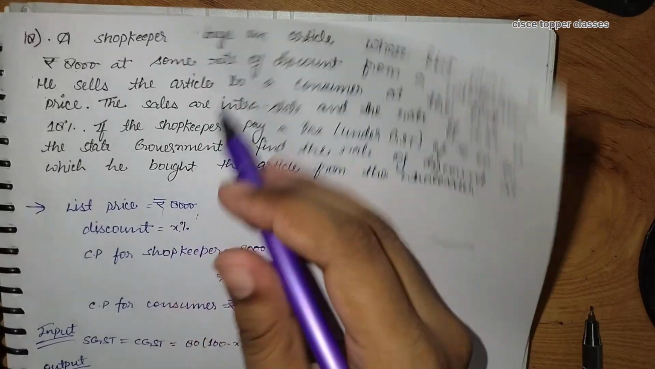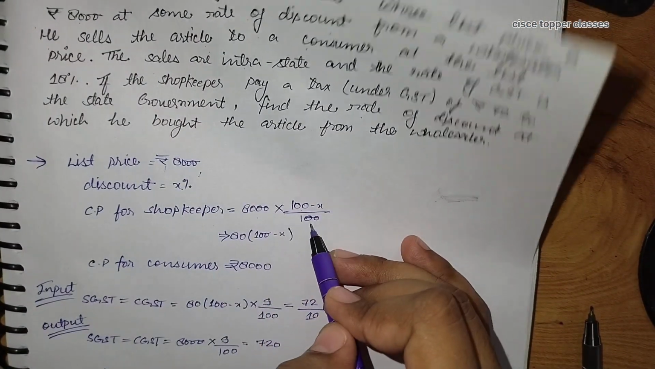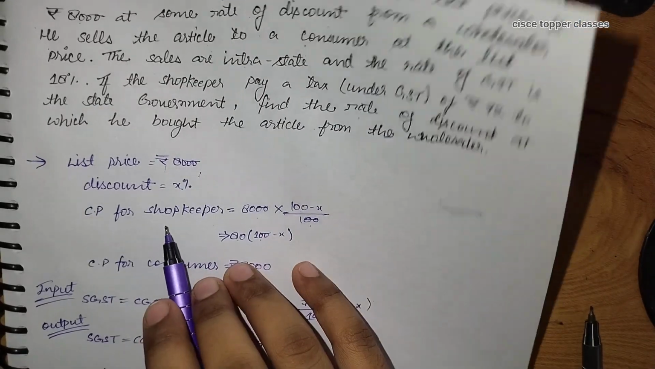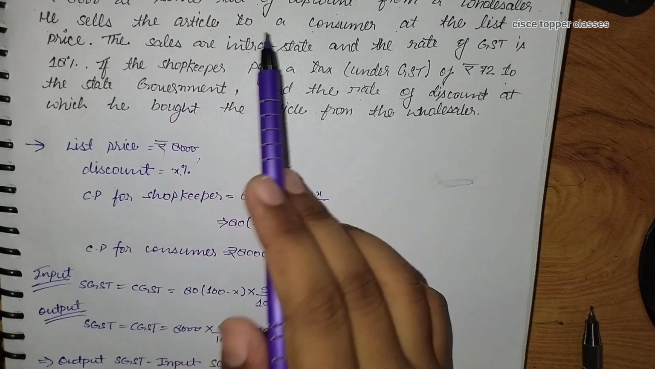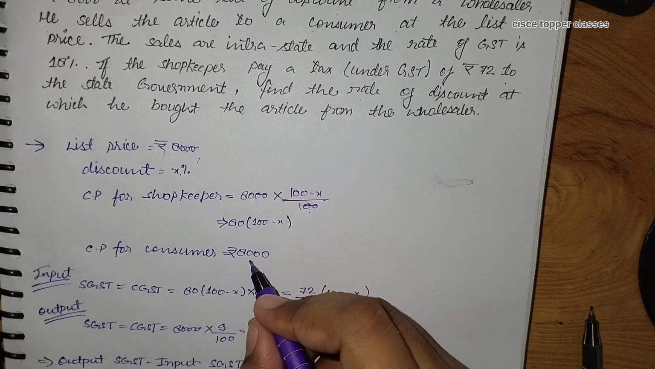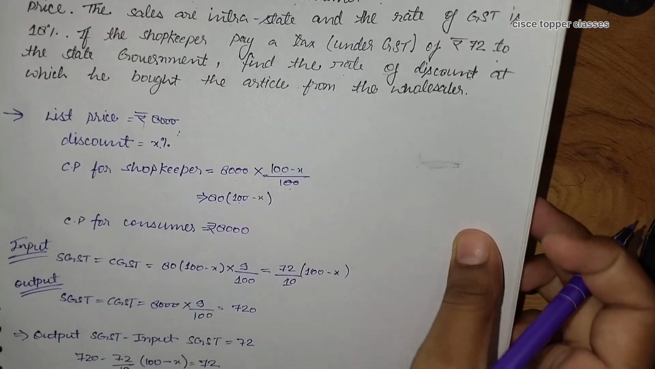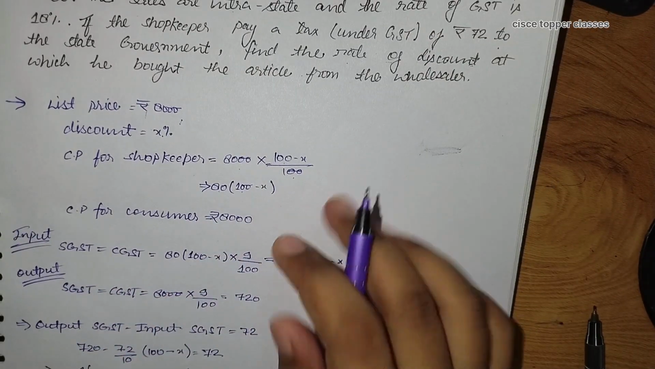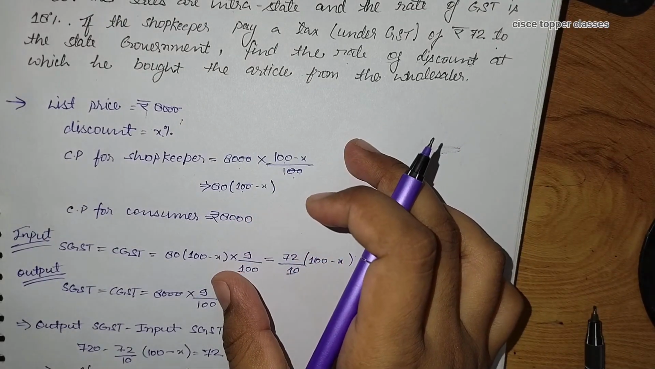So if we write the cost price at which the shopkeeper buys from the wholesaler, it will be 8000 into 100 minus x divided by 100. So the zeros will be cancelled out, means 80 into 100 minus x is the cost price for the shopkeeper. And here it is given that the shopkeeper sells the article to a consumer at the list price. List price is 8000 here, so we will write the cost price for the consumer as 8000. And here, if you want to write the input SGST and CGST, because these sales are intrastate, hence we can write here 80 into 100 minus x firstly for input.